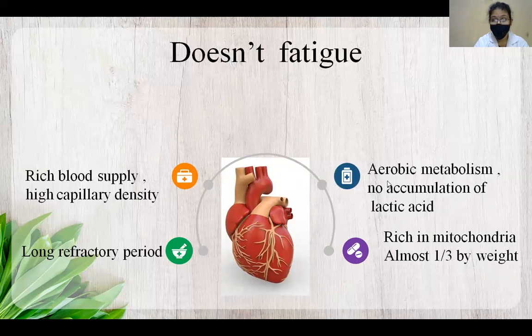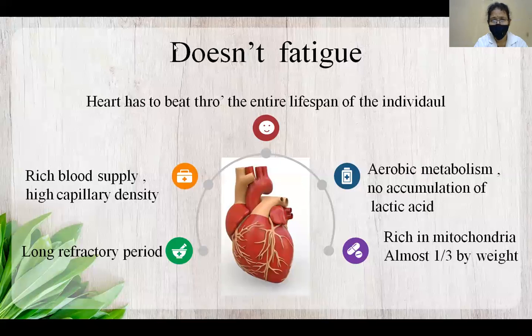The mammalian heart is completely dependent on aerobic metabolism. And as you know, wherever there is aerobic metabolism, there will be no accumulation of lactic acid. Accumulation of lactic acid is one of the contributing factors to induce fatigue in skeletal muscle. Now, as the cardiac muscle is totally devoid of anaerobic metabolism, there is no chance of accumulation of lactic acid within it. And because of this ability to not get fatigued, the heart can beat throughout the lifespan of an individual.